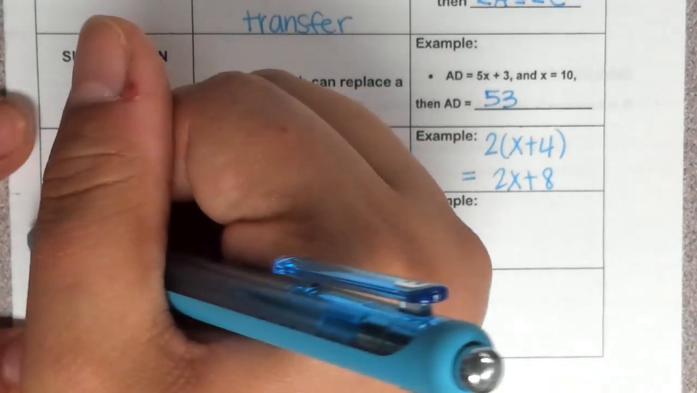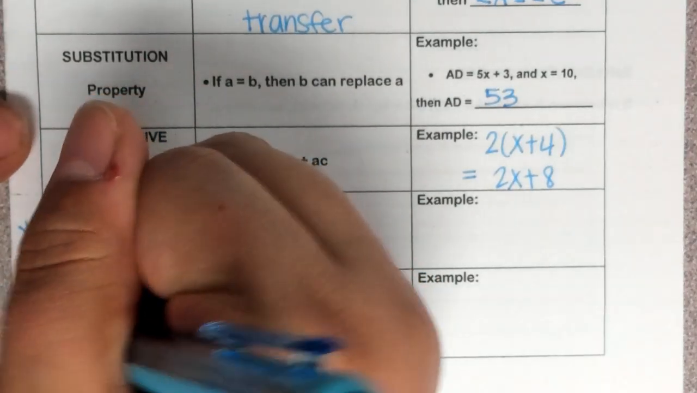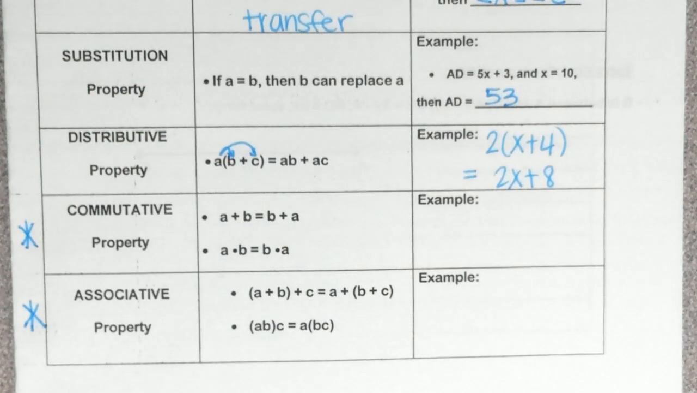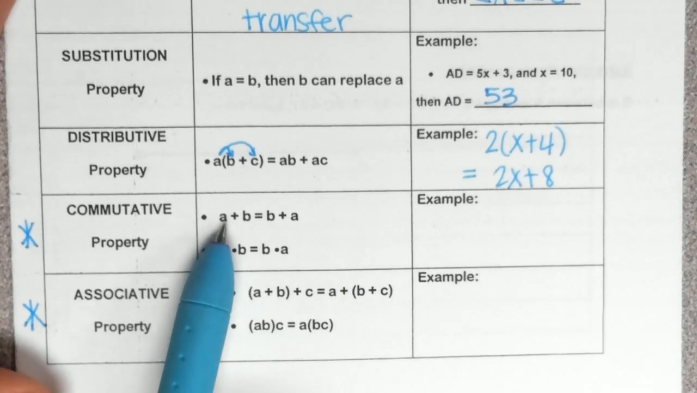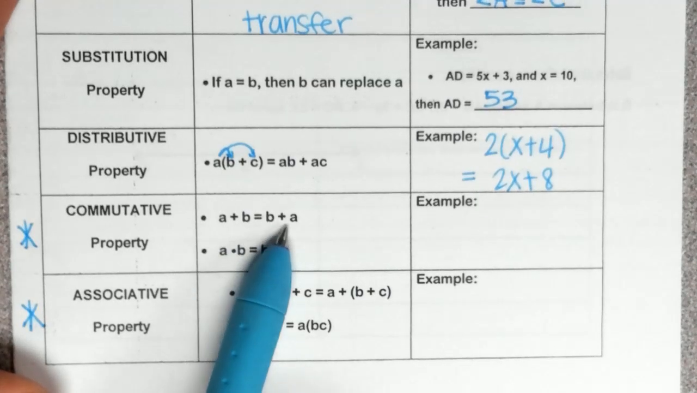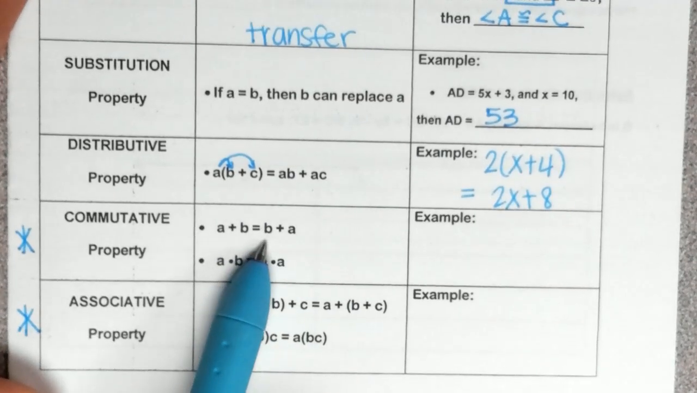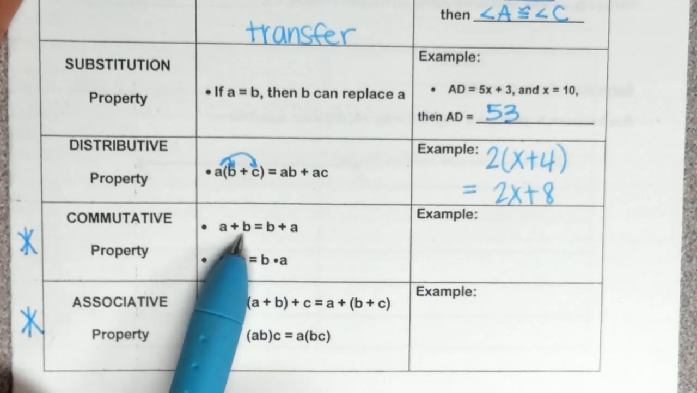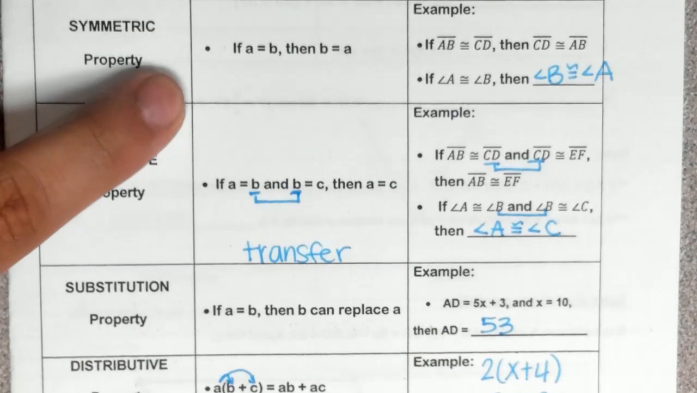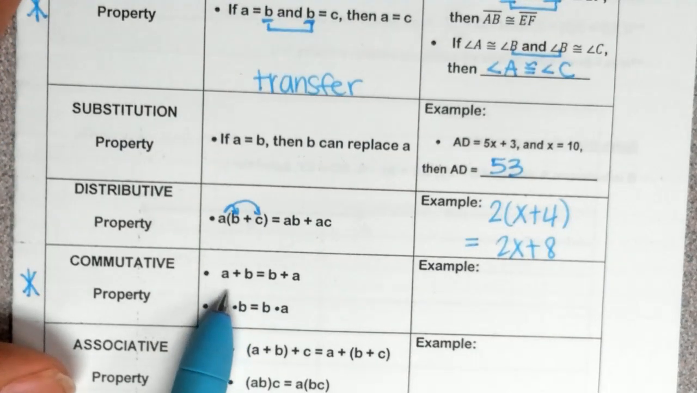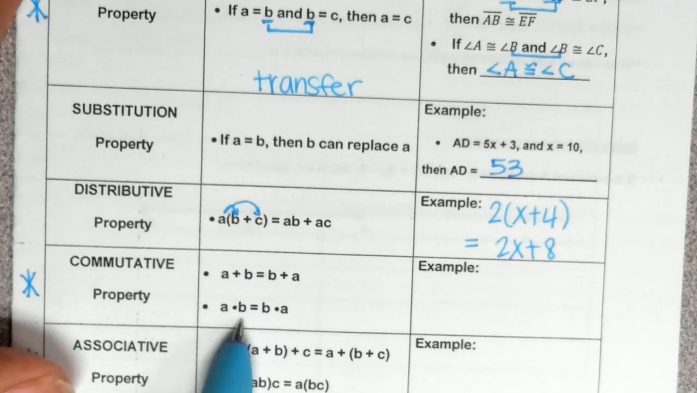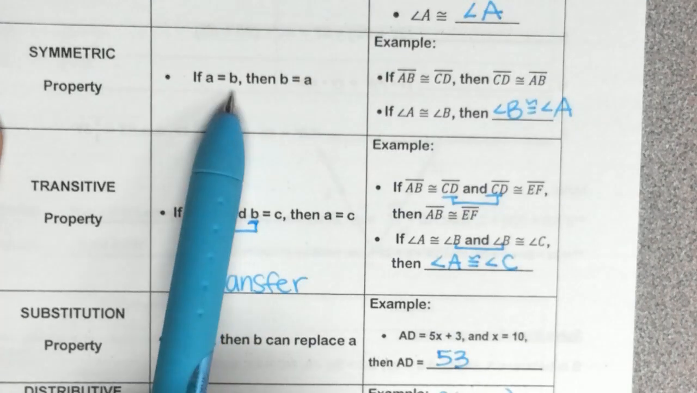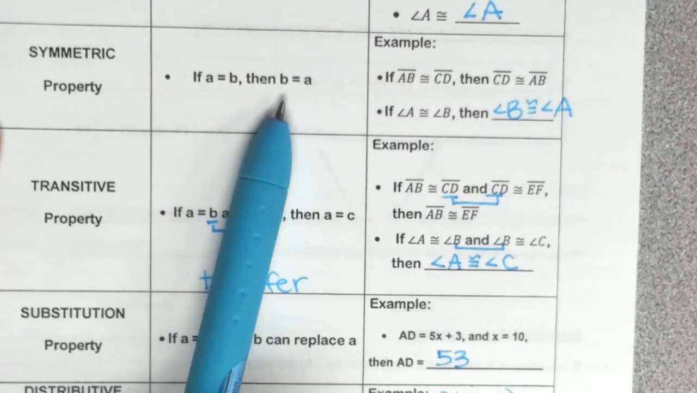And then the last two are new. Commutative. Can everybody say commutative? Commutative. Say it again. Commutative. Commutative is if you have A plus B and that equals B plus A. This is actually kind of like a mirror as well. What's the difference between commutative and symmetric? Commutative is going to have an operation between the two. So do you see how this one's adding, this one's multiplying? Symmetric will only have equal signs. Does that make sense? All right.